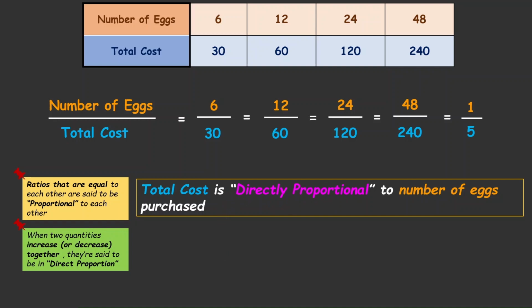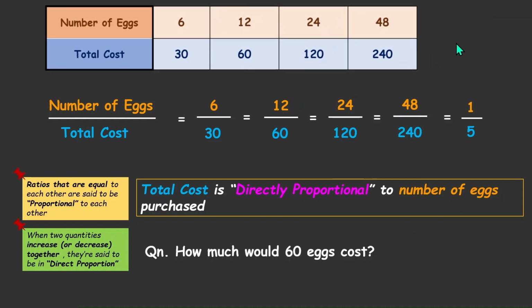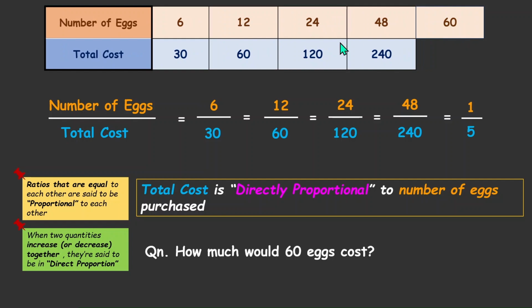Now this really helps us, in that if someone asks how much would 60 eggs cost, all I need to do is put 60 eggs here. Since they are in direct proportion, the number of eggs have increased from 6 to 60, and the same amount the total cost would have increased. So 6 into 10 is 60, so the total cost would also have increased 10 times. So that's 30 into 10, that's 300.